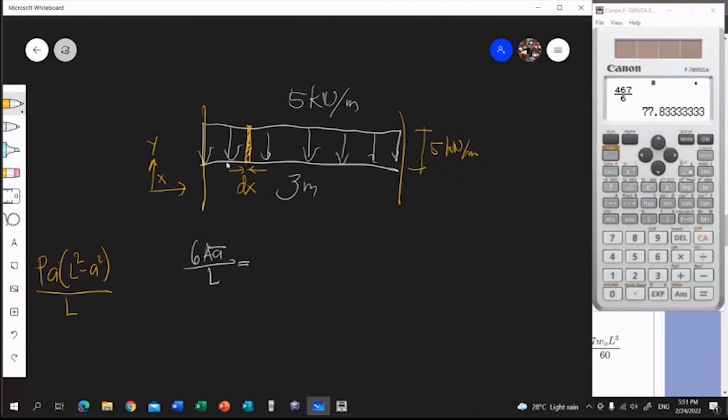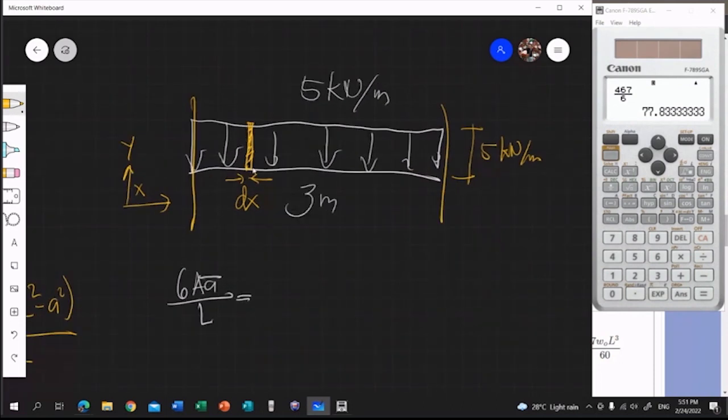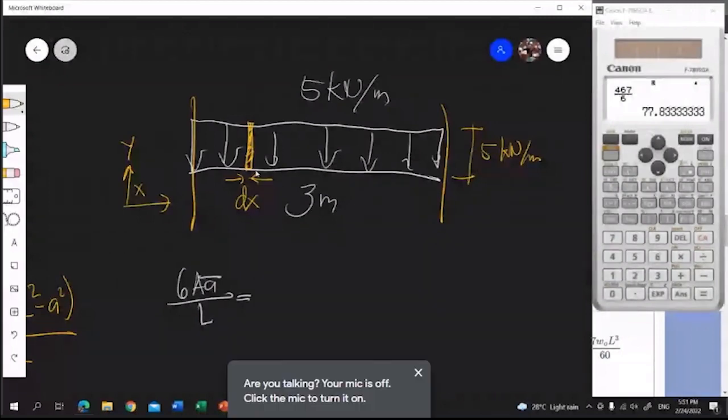Okay? So in integration, you choose a strip. So for example, this is your strip. The given is 5 kilonewton per meter, and this is your x and y axis. Since the height of the strip is along y, that is the magnitude of your load, which is 5 kilonewton per meter. And the base of this rectangular strip is dx, which is along x. That's why it is dx.